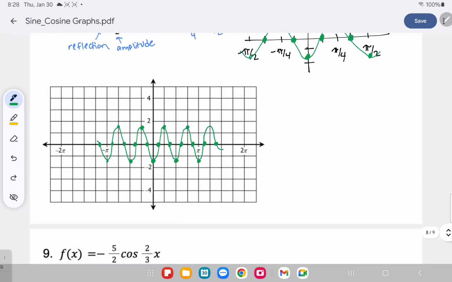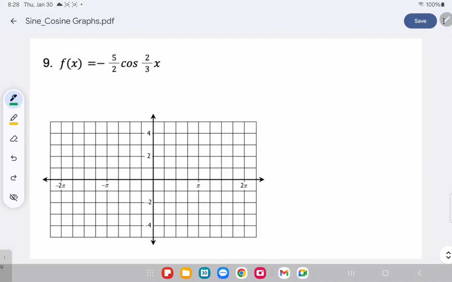Okay, one more example. This is number 9 from your notes. This one's pretty similar to the last one, but a little bit trickier. We have a reflection again, which means we're going to be starting down instead of starting up. Our amplitude is 5 over 2, or 2.5, and because we're starting down, we're going to be starting down at -2.5. And our B is 2/3, which means our period is 2 pi divided by 2/3, or 6 pi over 2, which is 3 pi.